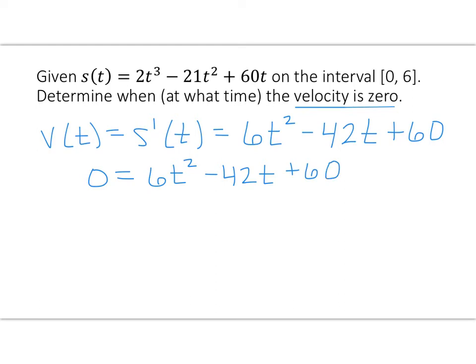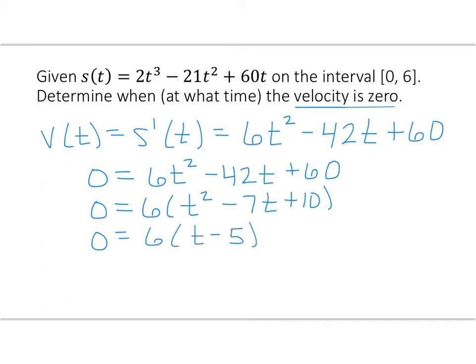In order to solve this, I'm going to factor out my GCF, which is 6. So I'm left with t squared minus 7t plus 10. I can keep factoring, so I have 6 times (t minus 5)(t minus 2), and when I solve, I find that the time is equal to 5, or the time is equal to 2. Both of these are in my interval 0 to 6, so that means there are 2 spots at which that position function has a velocity of 0. So t equals 5, and t equals 2.